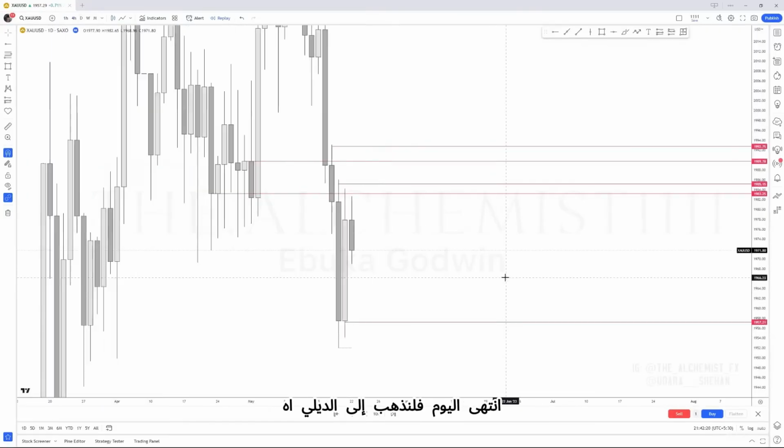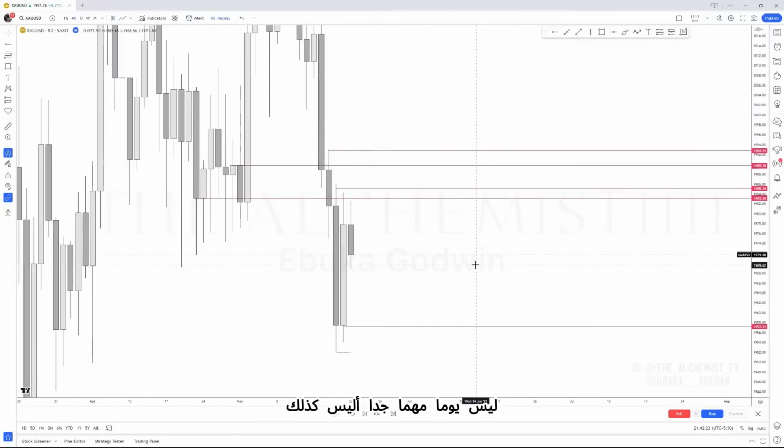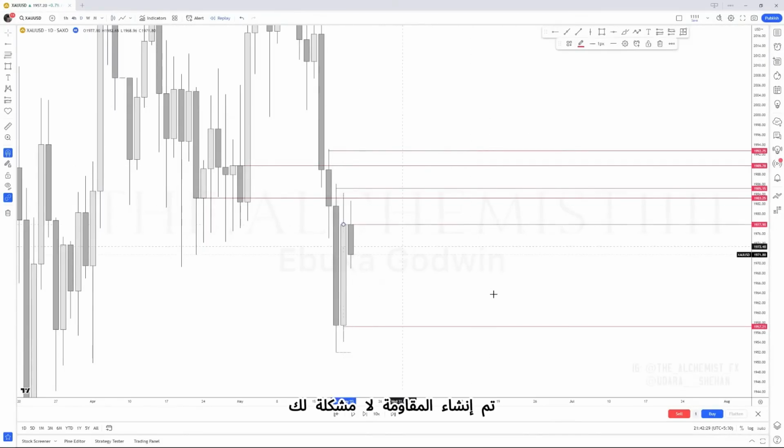Let's go to the daily. Not a very important day, right? A lot did not happen. A new resistance was created. No problem, you can pay attention to that. But then again, the best zones are here, the weekly levels, and we have this previous day's high created right below these weekly levels as well. So we have that.